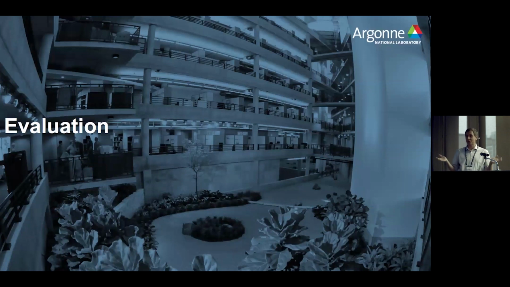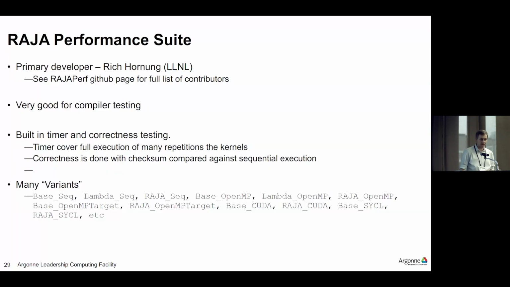Okay, I just want to quickly go through my evaluation. My evaluation is that I'm an abstraction layer over SYCL, and I want to make sure I'm not introducing too much overhead. So there's a RAJA Performance Suite, primarily developed by Rich Hornung. It's very good for compiler testing.